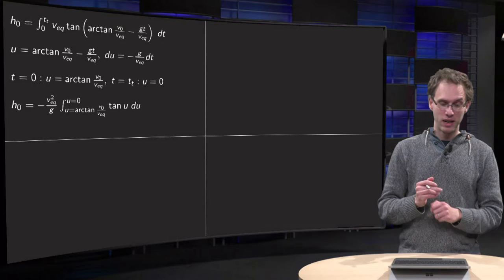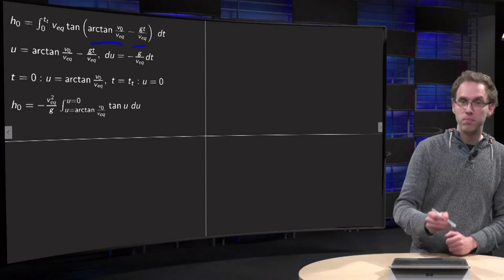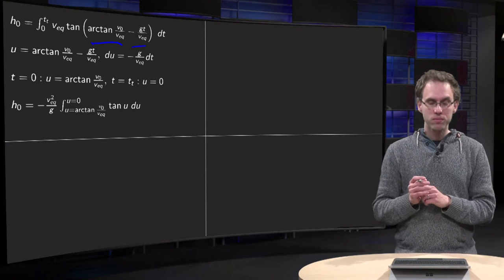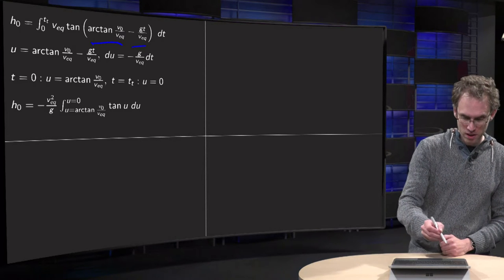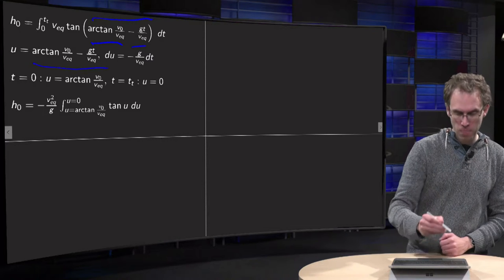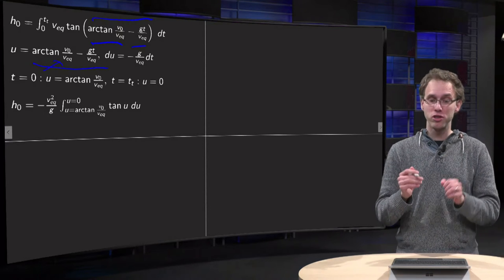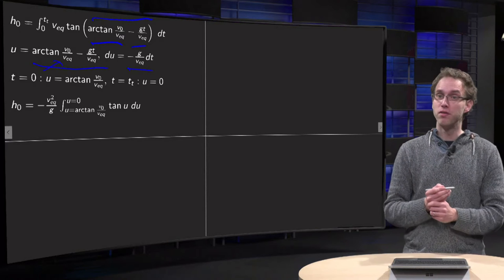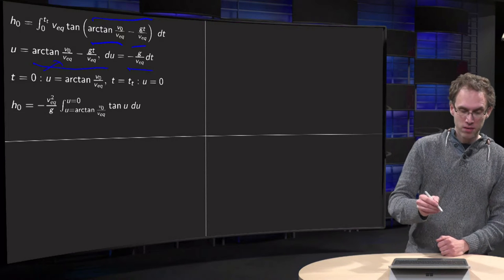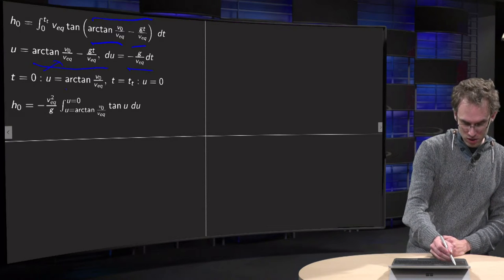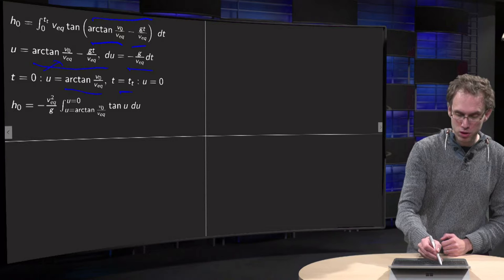So, how do we do the integration? Well, we have to integrate the tangent of a number minus t, basically. First we use the substitution rule to clean up a bit of the mess. We call this argument of the tangent u, and then du becomes quite easy, because this arctangent looks messy, but it's just a constant. So du is just minus g over v equilibrium times dt. Then we also substitute the boundaries. At t equals 0, your u is this arctangent number, so this constant. And at the final time, that's really nice, your u becomes just 0.